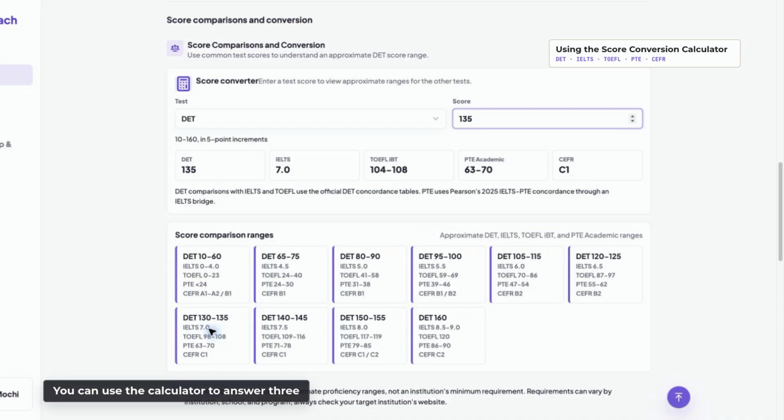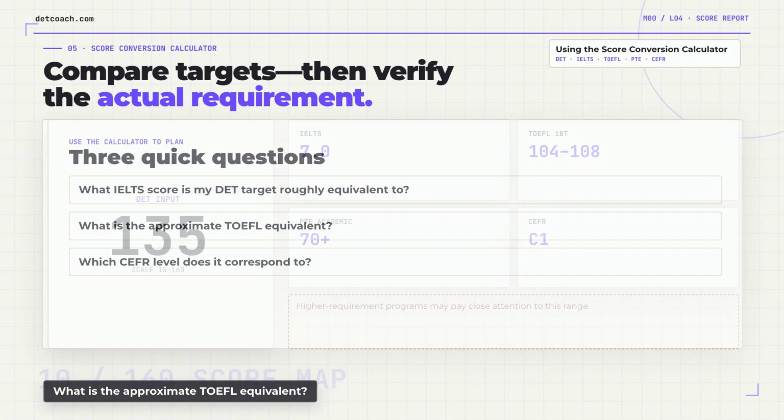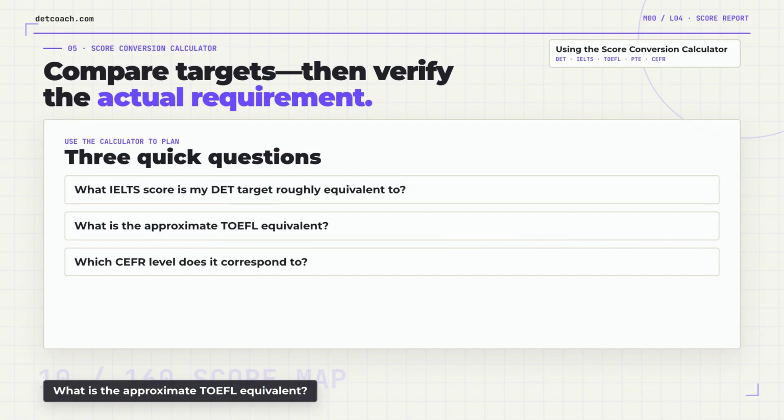You can use the calculator to answer 3 quick questions. What IELTS score is my DET target roughly equivalent to? What is the approximate TOEFL equivalent? And which CEFR level does it correspond to? For actual applications, however, always check the official website of your target institution.